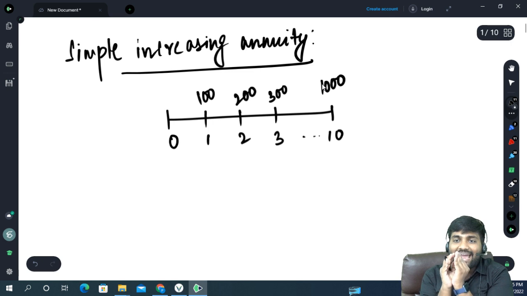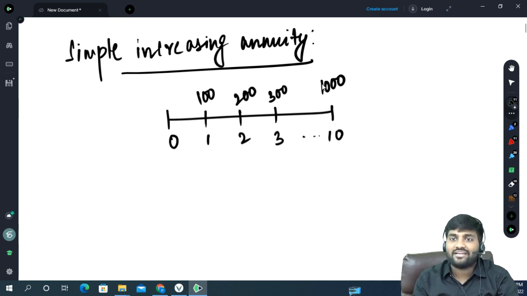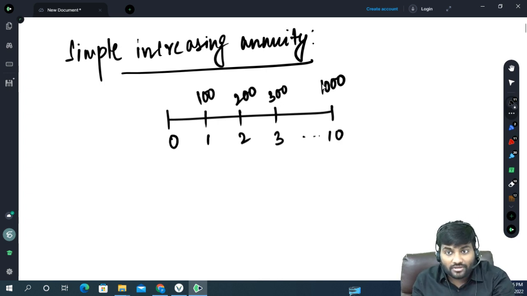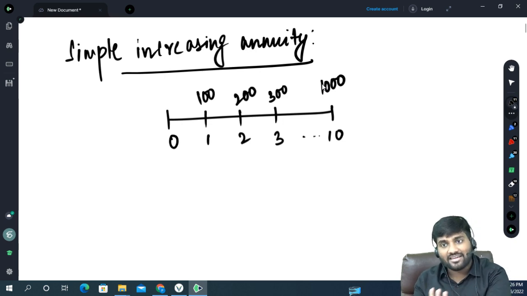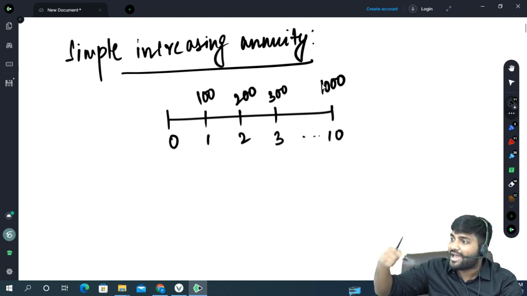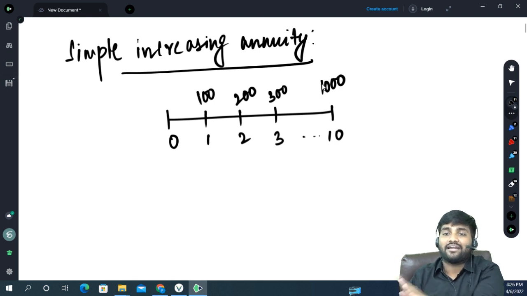So simple increase annuity means the annuity will increase by a constant amount. Like in compound increase annuity, it was a percentage. In simple increase, the amount is going to increase by a constant amount. Here, we have taken an example of 10 years. Payment is in arrears only. The first payment is 100 and each payment is increasing by 100. So this is a simple increase annuity of rupees 100.